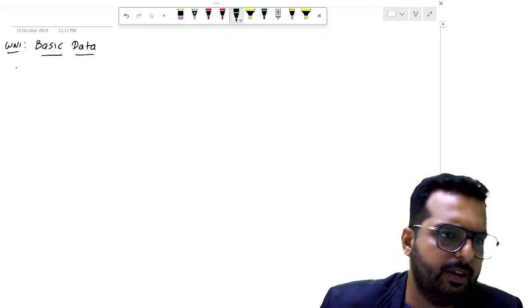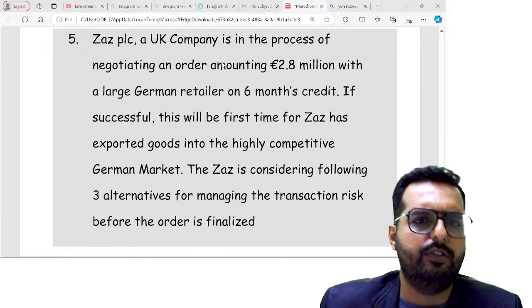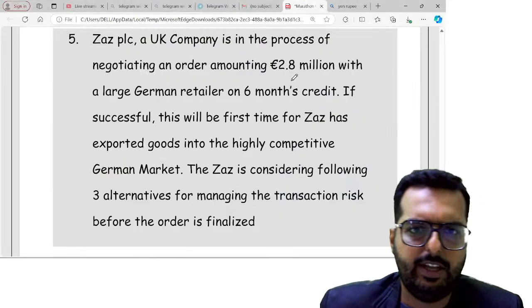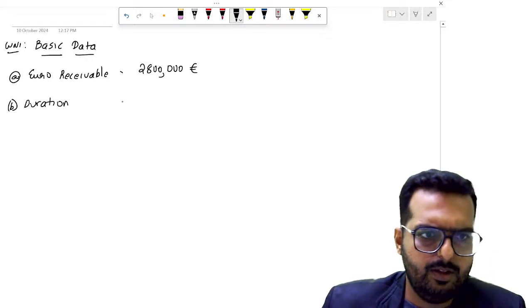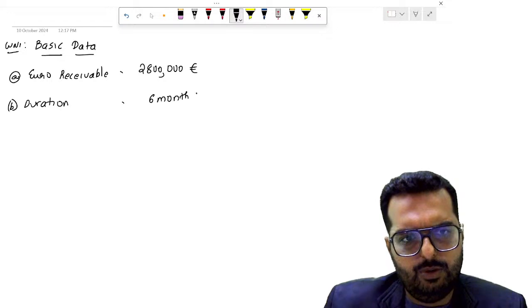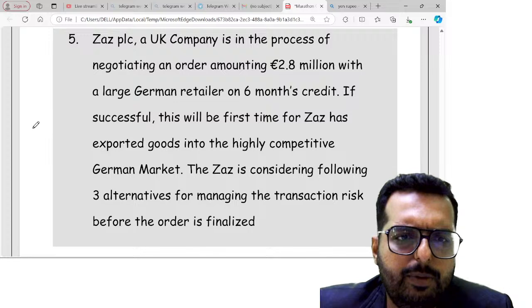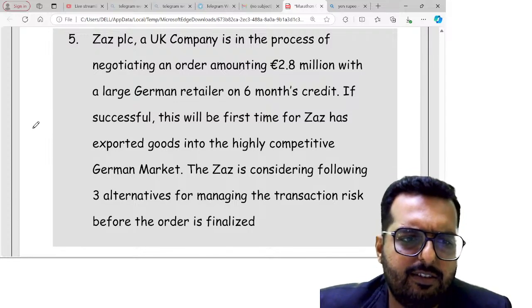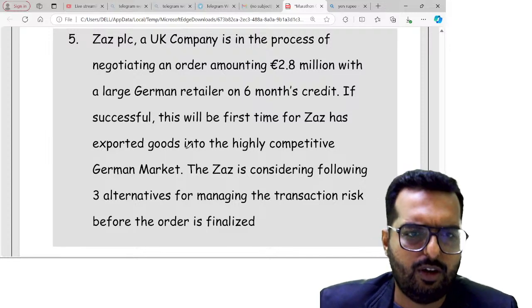So I'll write down point number A. Euro receivable or payable? Receivable. 28 lakh euro. And what is the duration of credit that you have over here? Duration turns out to be 6 months. If successful, this will be the first time ZAS has exported goods into a highly competitive market. ZAS is considering the following 3 alternatives for managing the transaction risk. So they have 3 alternatives over here.